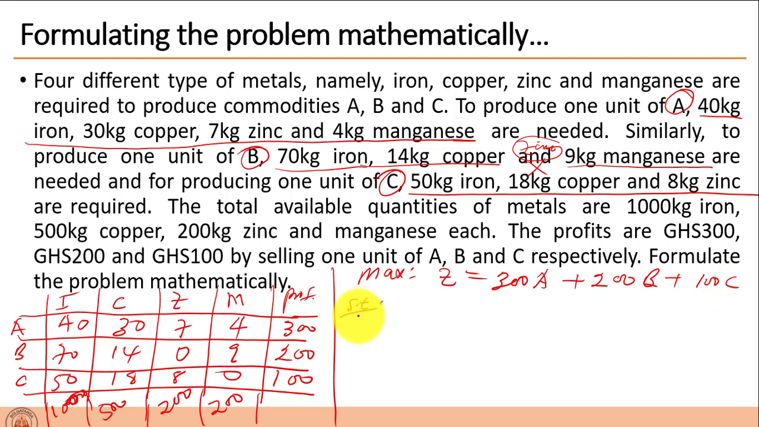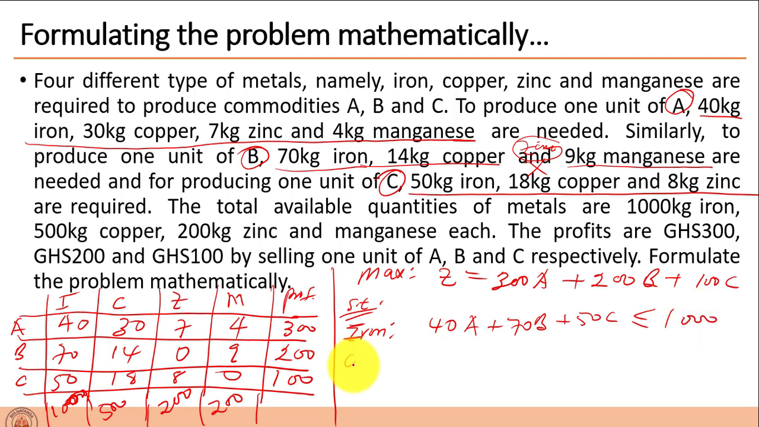Subject to some constraints. What are the constraints? One is the iron constraint. How much iron is given to A, iron given to B, and iron given to C. So I have 40A plus 70B plus 50C. This combination should be less than or equal to 1000 because we do not have more than that.